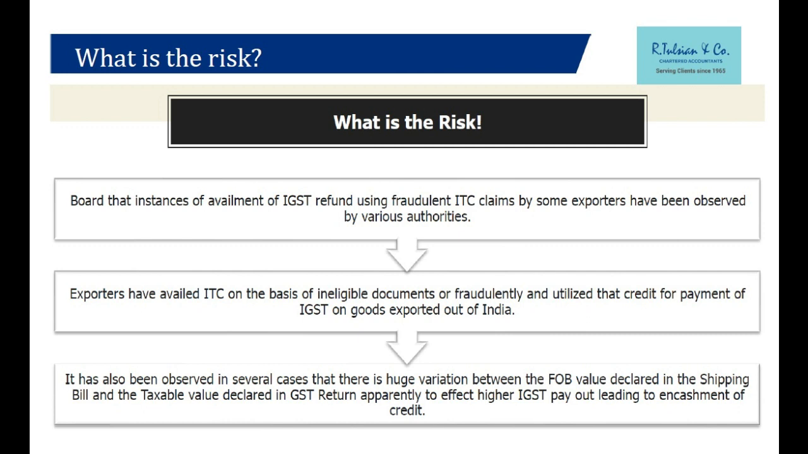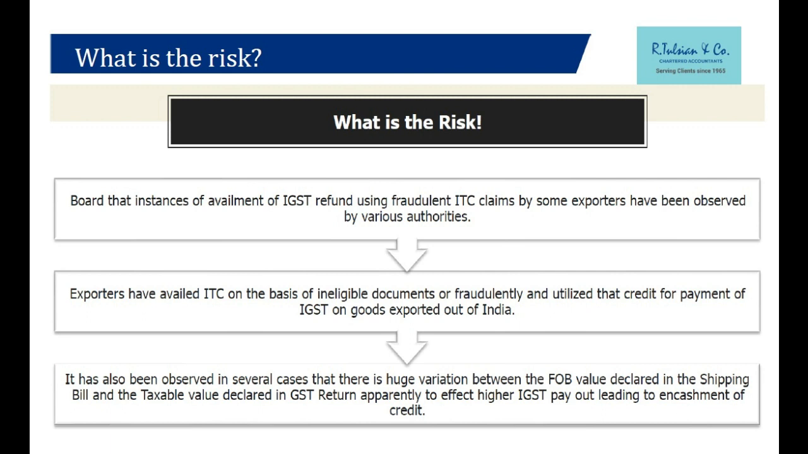The board thinks that if you are taking a refund of accumulated ITC under Rule 89, you have claimed input tax credit on the basis of fraudulent invoices. The goods were not received, you are exporting, and the goods were not received from the supplier, who is bogus. So you are claiming erroneous, fraudulent refunds.